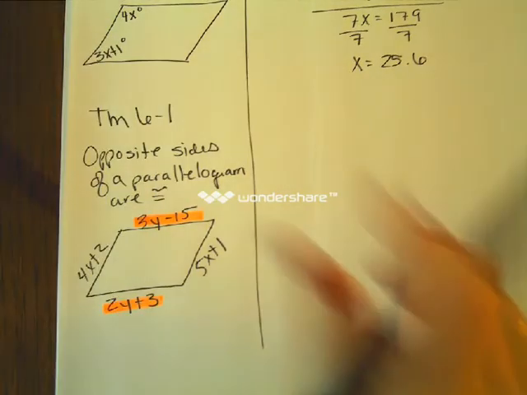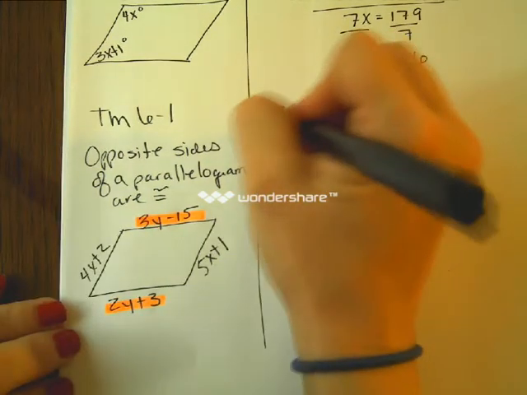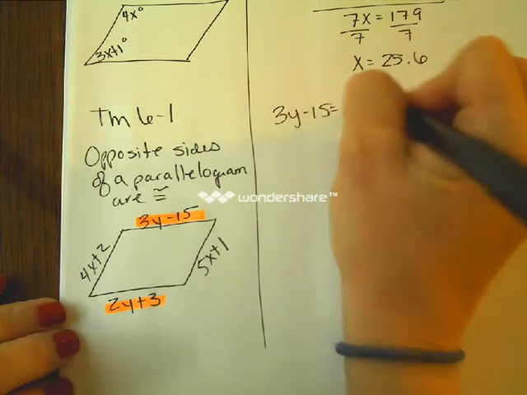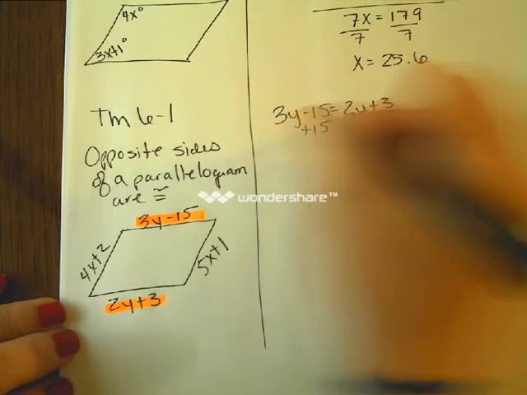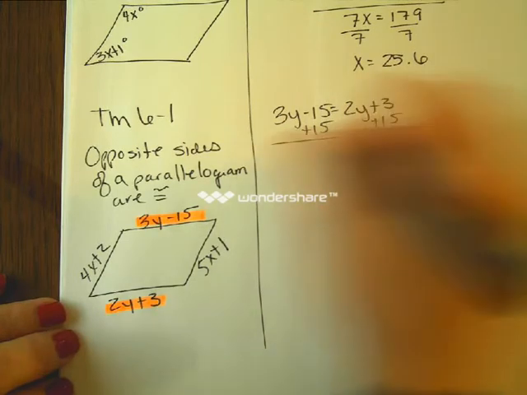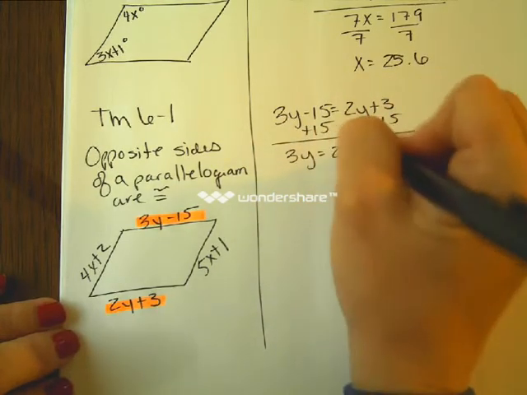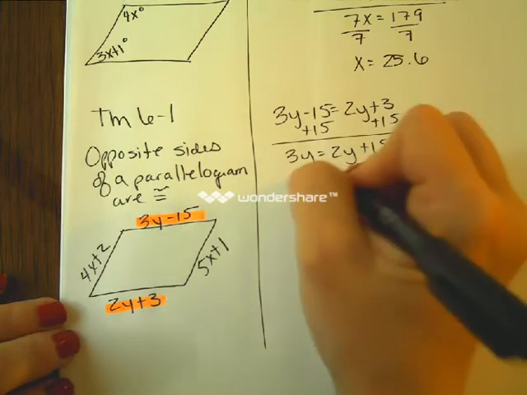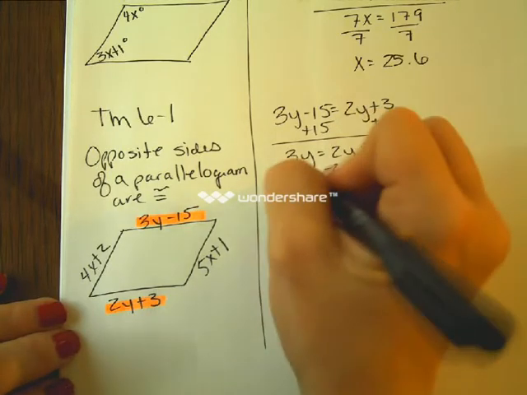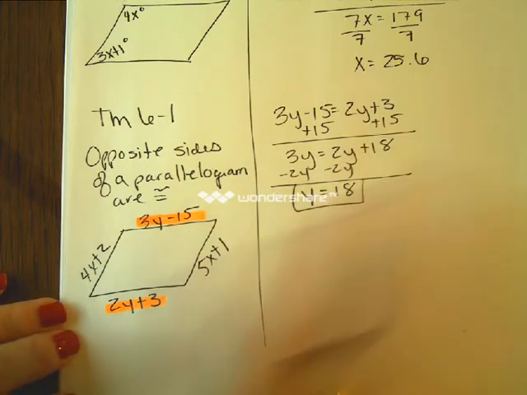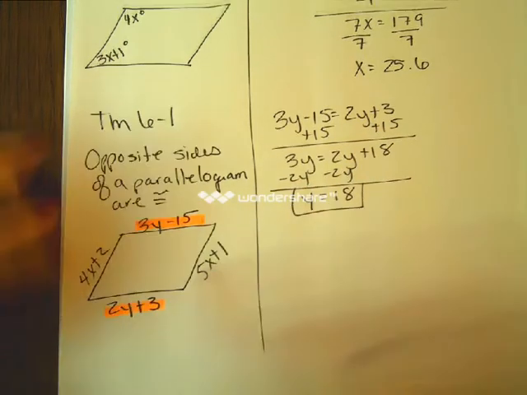So 3y minus 15 is equal to 2y plus 3. Add 15. 3y equals 2y plus 18. Subtract 2y, and get y equals 18. You can also do the same thing for these two. Since they are opposite, they are equal.